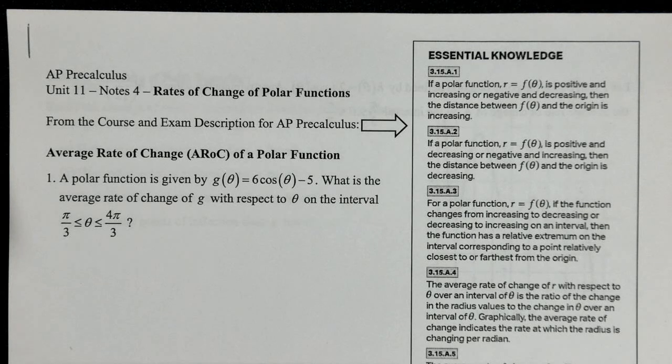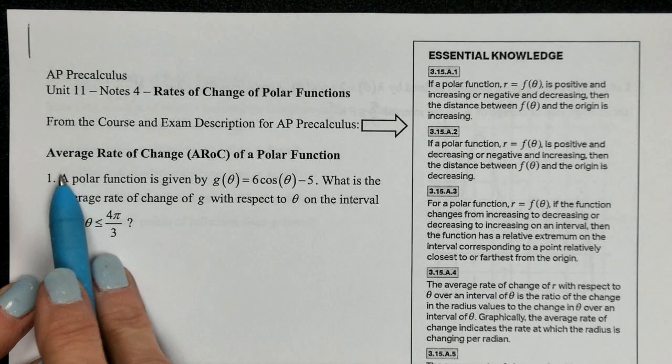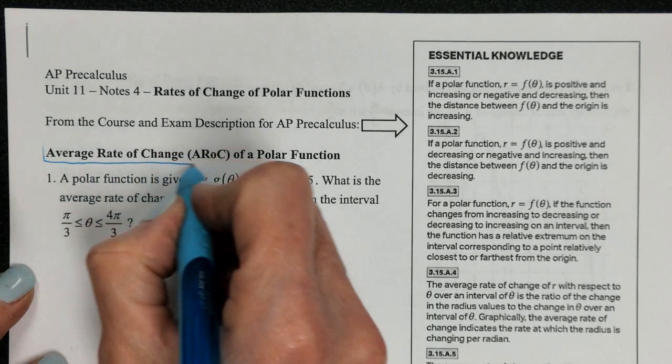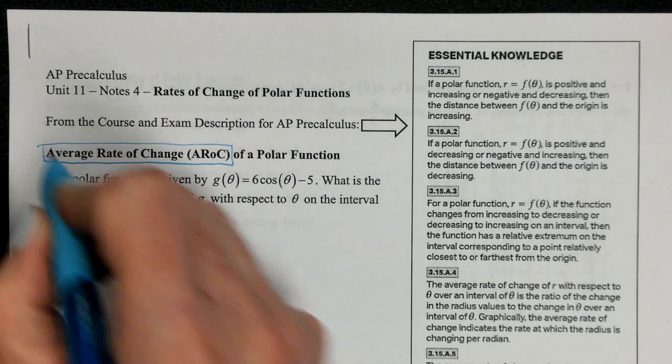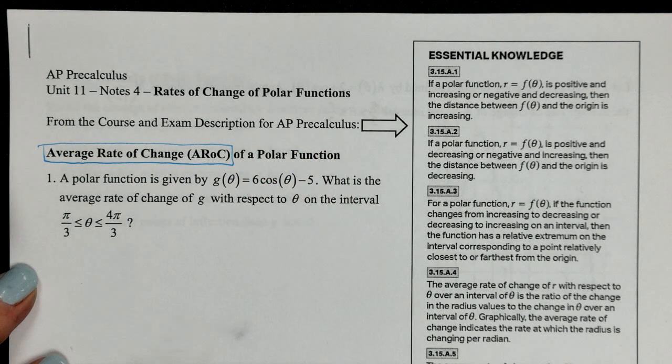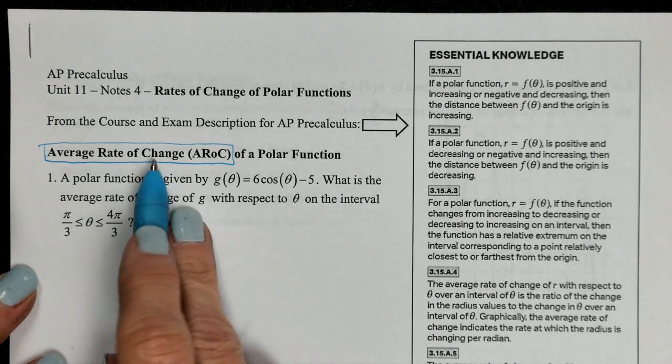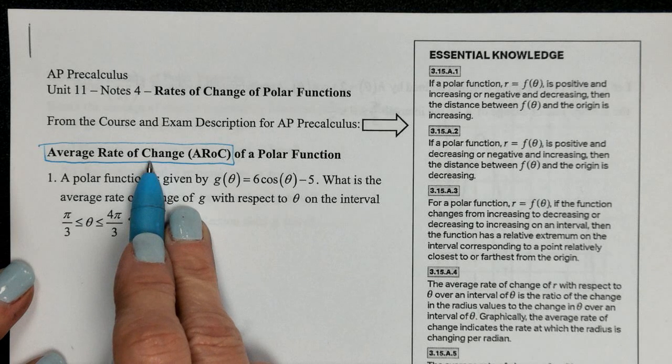Today we're looking at rates of change of polar functions. We're going to begin with something that we have already done in the past with functions in the xy plane, Cartesian coordinate system. We're going to talk about average rate of change. Again, we did this first thing in Unit 1 way back in August, and it's popped up on a couple of different tests. This is an important topic that we consider in calculus as well.